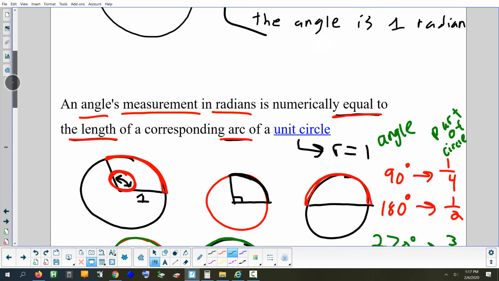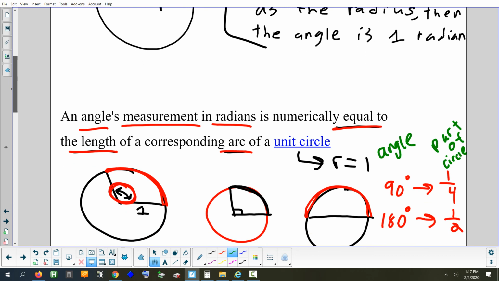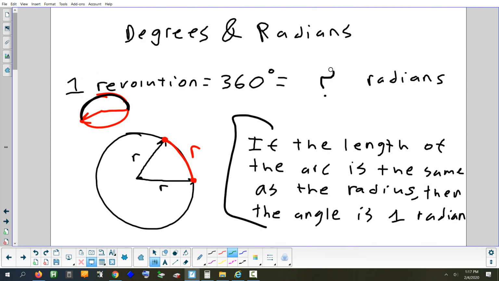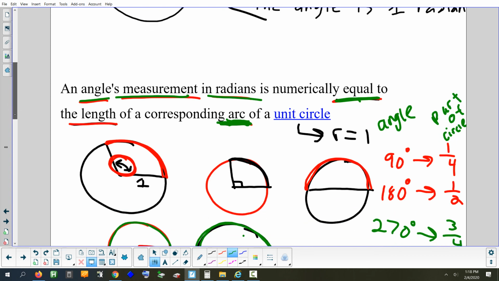So if you can find the circumference, which is really an arc, it's just an arc so big it takes up the whole thing, whatever the circumference is, that number is going to be exactly the same as the angle measurement in radians. So if you can tell me the circumference of the circle, that's exactly how many radians it would take to go all the way around the circle. And then we'll be able to fill in that question mark. We'll be able to say how many radians are in the circle. I just don't have a way to find it directly, but I do have a way to find it indirectly.